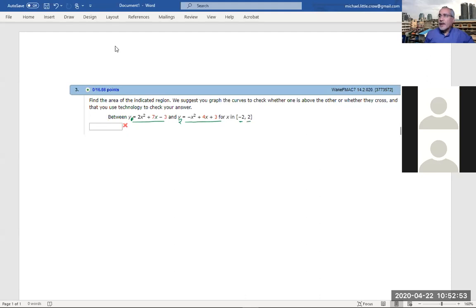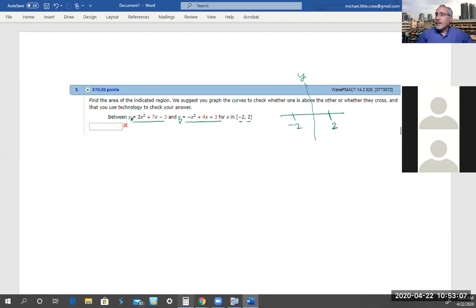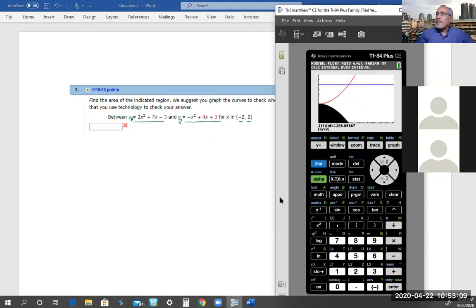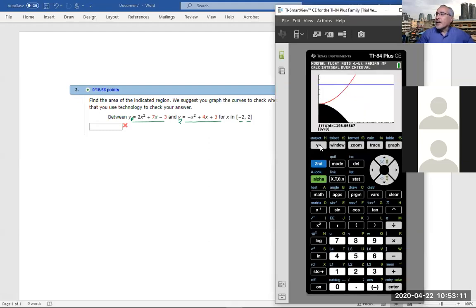So these are both x values, from x going from -2 to +2. The y-axis will be here. Okay, so we'll do this. I wouldn't be able to do this without the calculator.